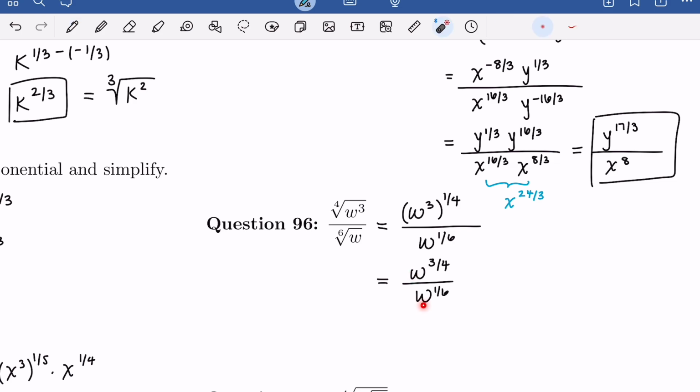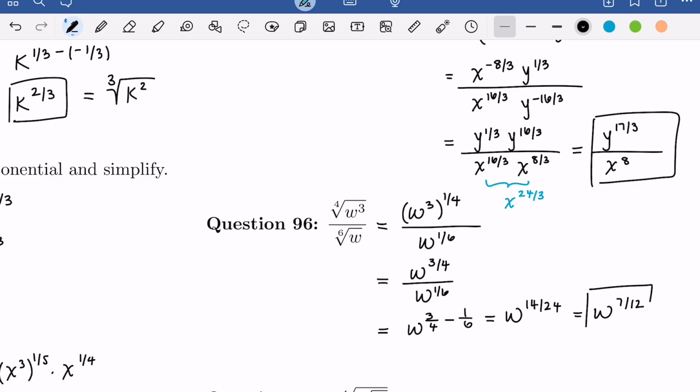Now again, in our numerator and denominator, these guys have the same base. So what we can do, since we're dividing these guys, is subtract their exponents. So this is the same thing as w raised to the 3/4 power minus 1 over 6. Now getting a common denominator here, this would end up being 18 over 24 minus 4 over 24. So we're going to end up with w raised to the 14 over 24, and then we can simplify that a little further. This will be the same thing as w raised to the 7 over 12 power. So this is our final answer for 96.